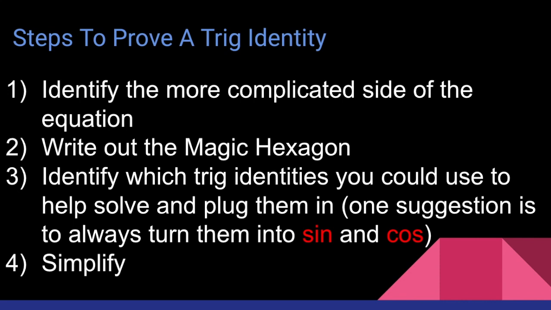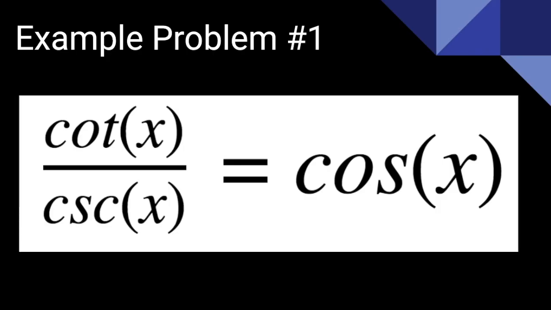These steps, when they're not applied to a problem, seem relatively easy. But now I'm going to take you through one example problem, and then I'm going to show you how to use the various steps throughout. The first example problem we have is cotangent of x over cosecant of x is equal to cosine of x. Upon first glance, it seems a little intimidating.